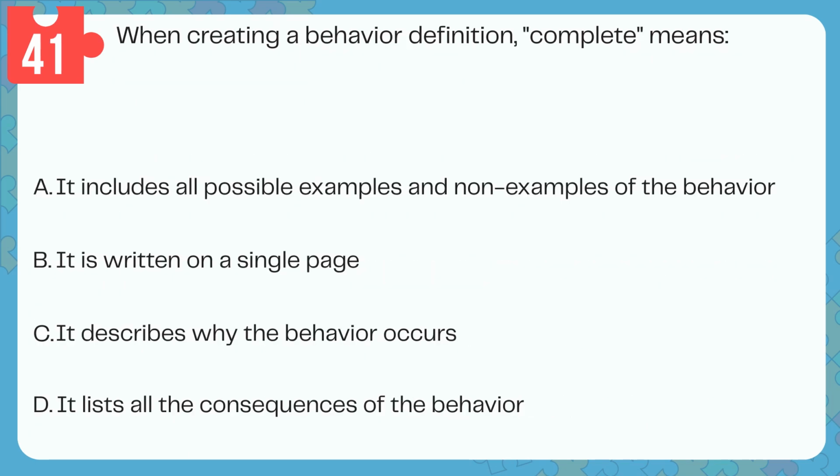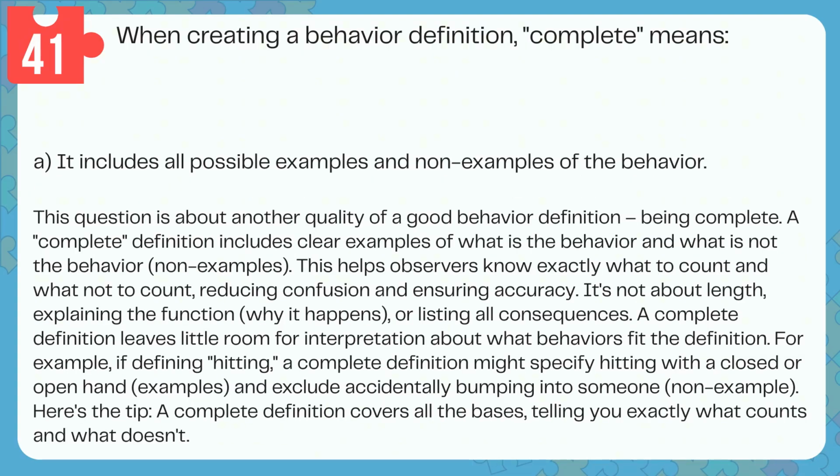Question 41. When creating a behavior definition, complete means A. It includes all possible examples and non-examples of the behavior. B. It is written on a single page. C. It describes why the behavior occurs. D. It lists all the consequences of the behavior. Answer. A. It includes all possible examples and non-examples of the behavior.